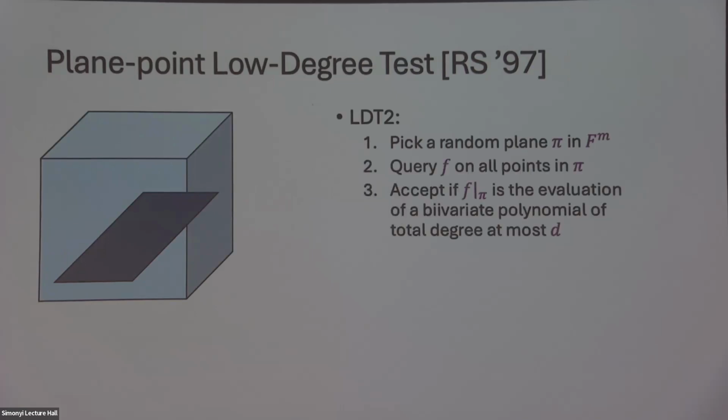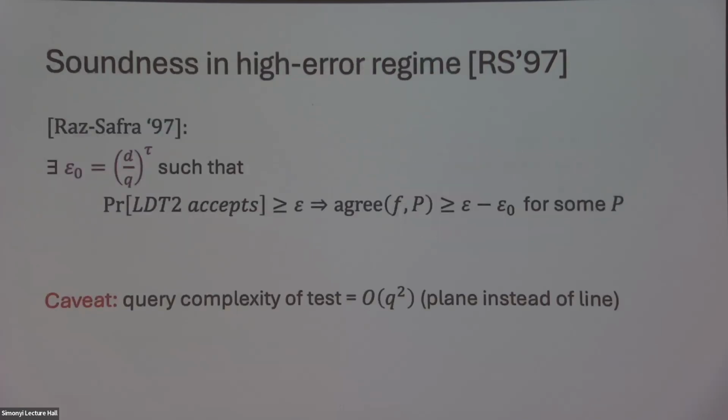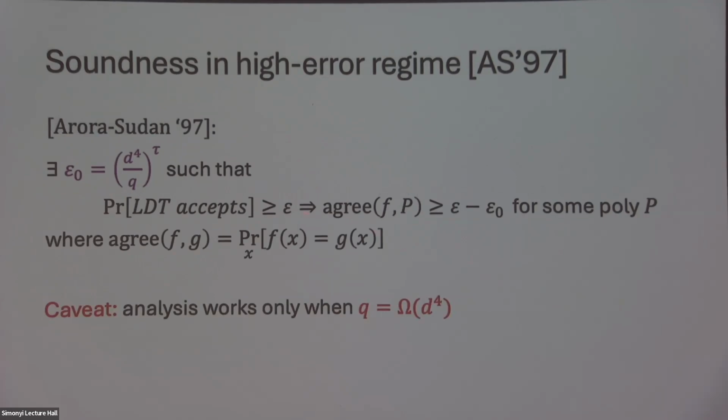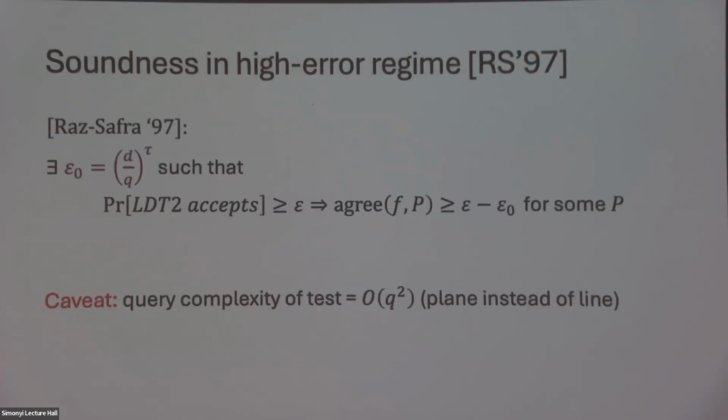You pick a random plane, look at the restriction of the object on the plane, and accept if it's the restriction of a bivariate low degree polynomial of total degree at most d. So that's the Raz-Safra test. And they were in fact able to prove a slightly stronger result, but for the plane-point test they were able to prove that if epsilon naught is small enough. Notice this result is almost similar to the Arora-Sudan result, except that there Q needed to be at least Omega of d to the power 4, whereas in the Raz-Safra case, Q needed to be only linear in d.